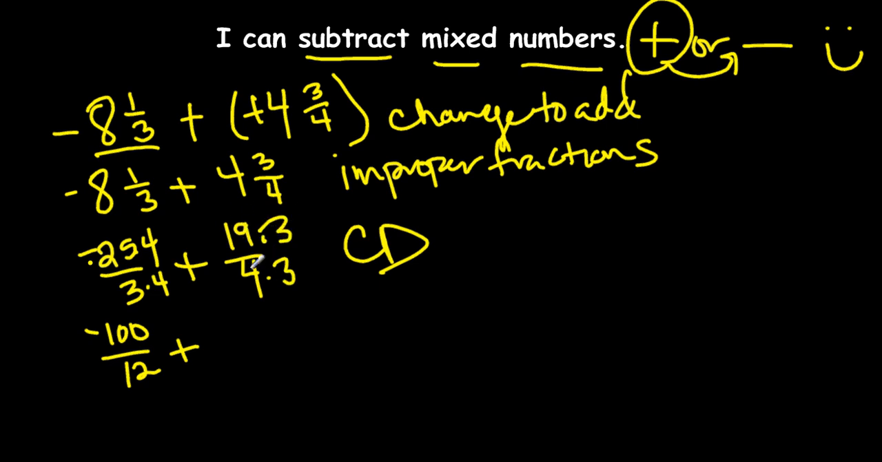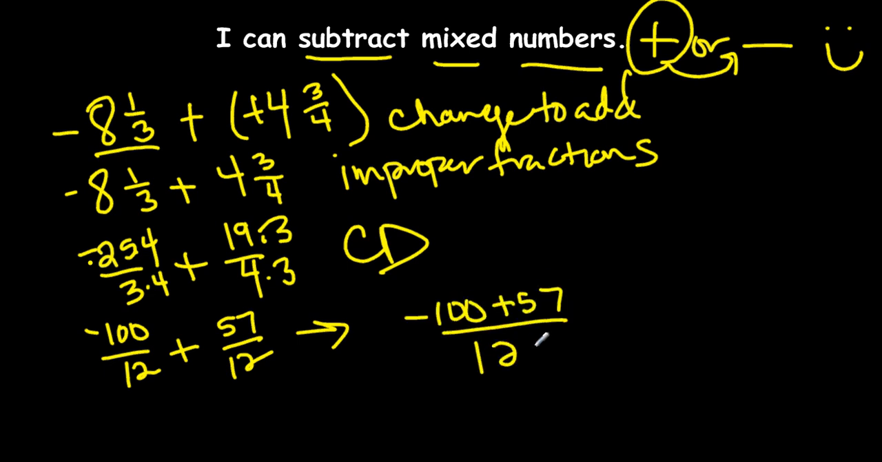I'm going to think about that for a second. I kind of think about, 19 is pretty close to 20. 20 times 3 is 60. But for each one of those, I got to take one off, which would leave me with 57 over 12. Okay, and the next step, now look at this, common denominator, just an addition problem. I could even rewrite this. This is the same as negative 100 plus 57 over 12. Right, same problem. I just have to add the numerators.